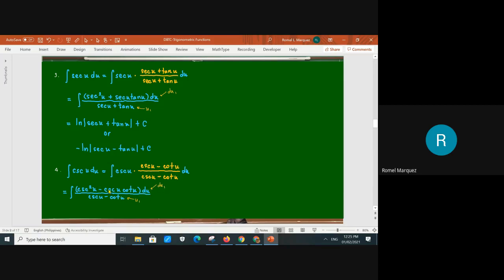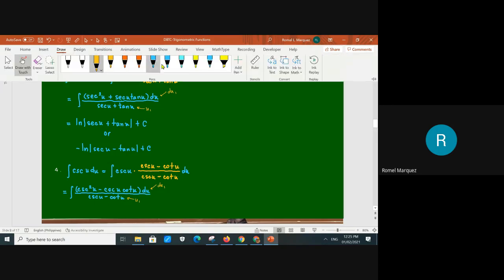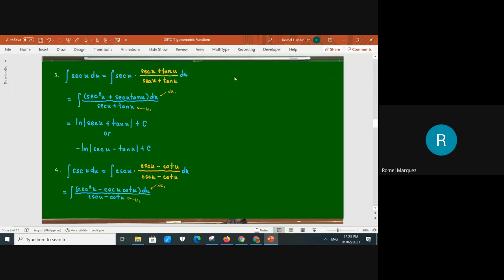So, since we get du over u, what's the answer, guys? It is equal to ln of cosecant u minus cotangent u, the absolute value, no? Because this difference can be negative, can be positive. Or we have negative ln of, let's say you multiplied it by cosecant plus cotangent in both the numerator and denominator, then this is what you will be able to derive. The first one that your classmate suggested, okay?